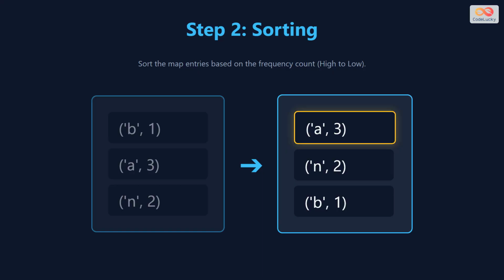Now for step 2, we take our map entries and sort them. We are not sorting alphabetically, we are sorting by the frequency values from highest to lowest. So, A with 3 counts comes first, followed by N, and then B.